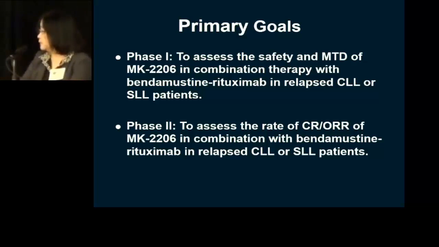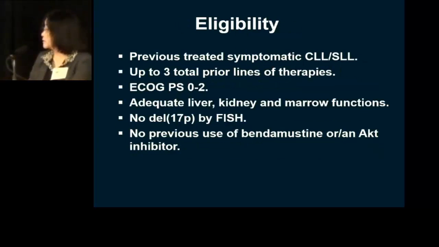The phase 2 of the study is to assess the efficacy of the combination. For the patients enrolled in the study, initially we're trying to focus on the patients who have a similar profile as the German CLL group used in the relapse setting using BR. So we selected previously treated symptomatic CLL patients who had up to a total of 3 prior lines of therapies, have reasonable ECOG performance status and adequate organ function.